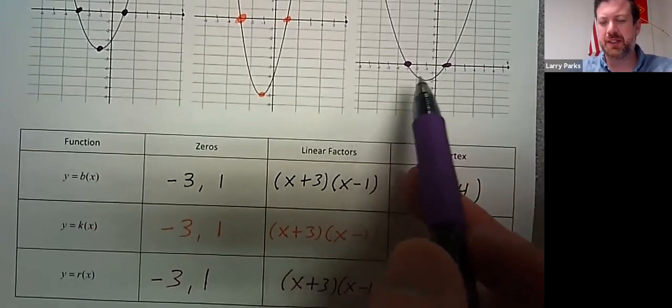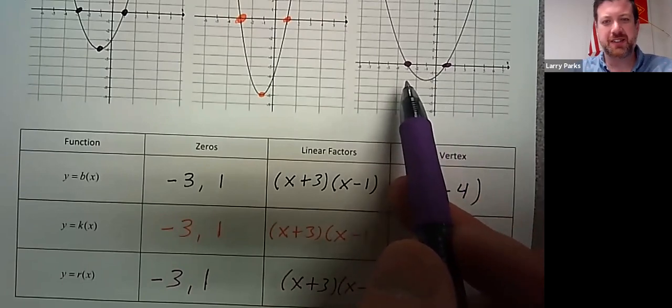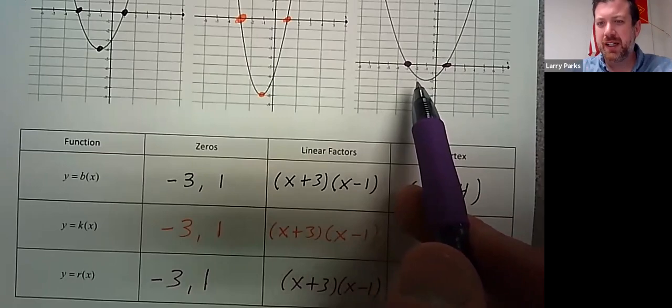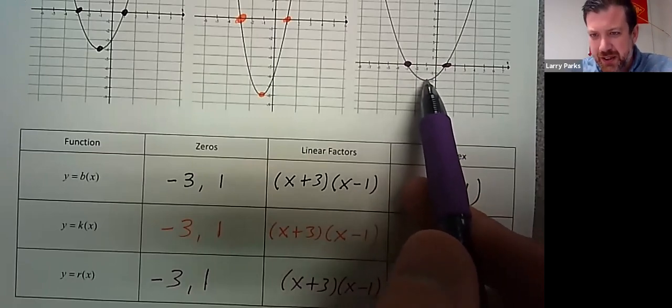But this one appears to be wider. So in order to be wider, this is going to have an a value between 0 and 1 probably. And looking at the vertex is -1, -2.